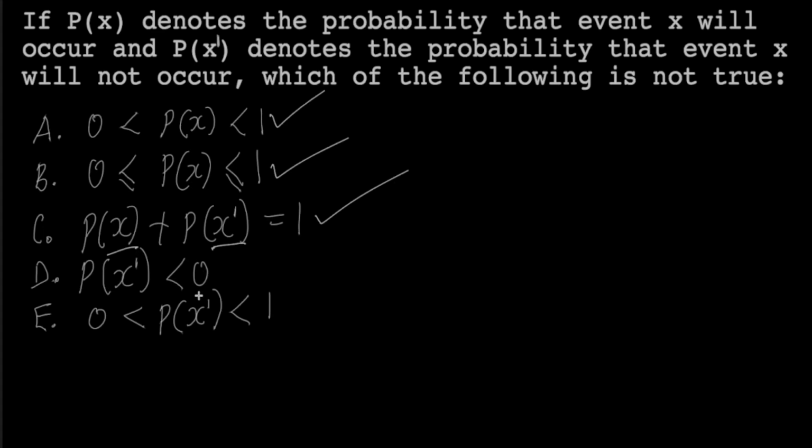This one says failure is less than 0. No. The probability that something will fail can never be less than 0. The probability that something will fail will definitely always be between 0 and 1. The probability that something will fail is greater than 0 but less than 1. Correct. So D is the culprit. Hope this is understood. Thank you for viewing.